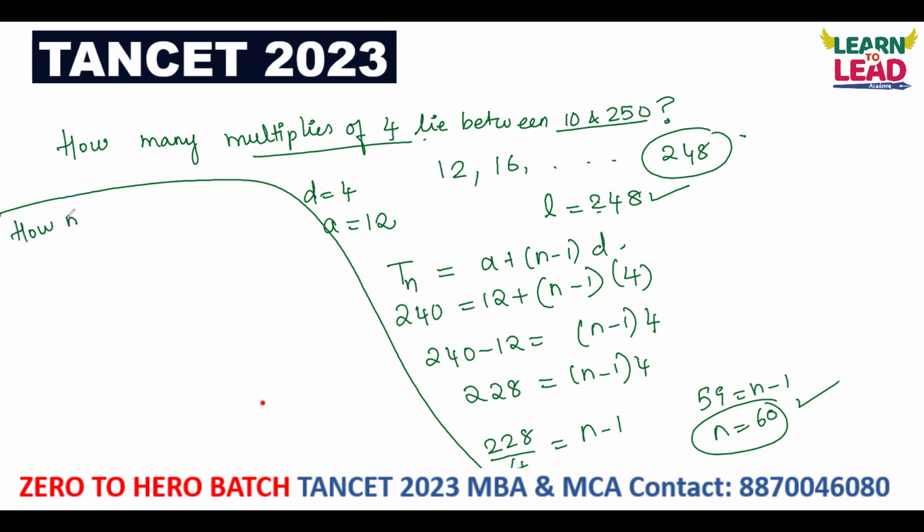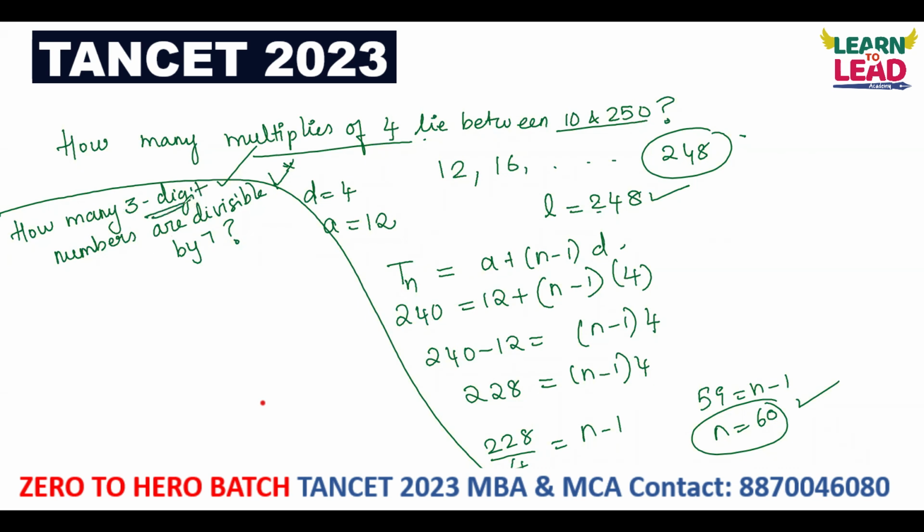How many 3-digit numbers are divisible by 7? Can you find out this? How many 3-digit numbers are divisible by 7?